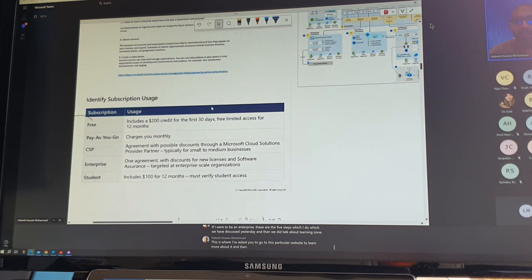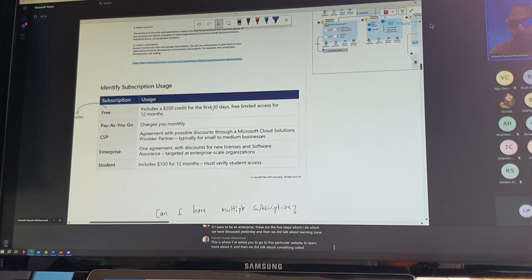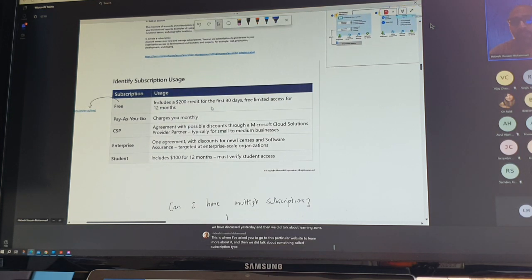And then we did talk about something called subscription types. This is where we have talked about the free one, which we started the day with. If you are somebody new, what you will get is a tenant and a subscription. That's your free one with a $200 credit for 30 days. Then you go with pay as you go. The moment 1 year is over, your free subscription changes to the pay as you go model, where you're being charged monthly.